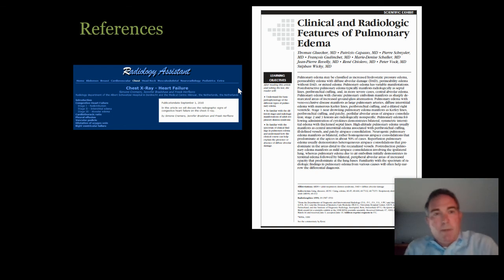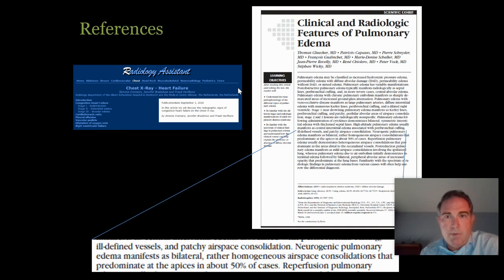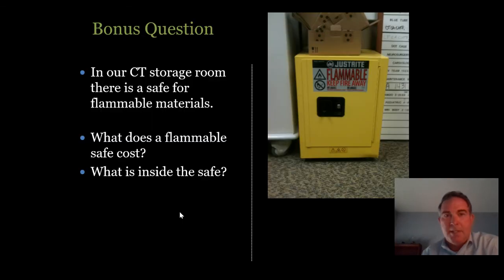Again, this Radiology Assistant website has a nice heart failure module that I stole a lot of those pictures from. So use that as needed in addition to the other chest findings. There are also plenty of articles on pulmonary edema. Not all of them are helpful. So here I like this one: neurogenic edema manifests as bilateral homogeneous airspace consolidation that predominates in the apices 50% of the time. I just thought that was funny, because if you say something's upper lobe 50% of the time, that's not particularly helpful. But a lot of stuff out there.